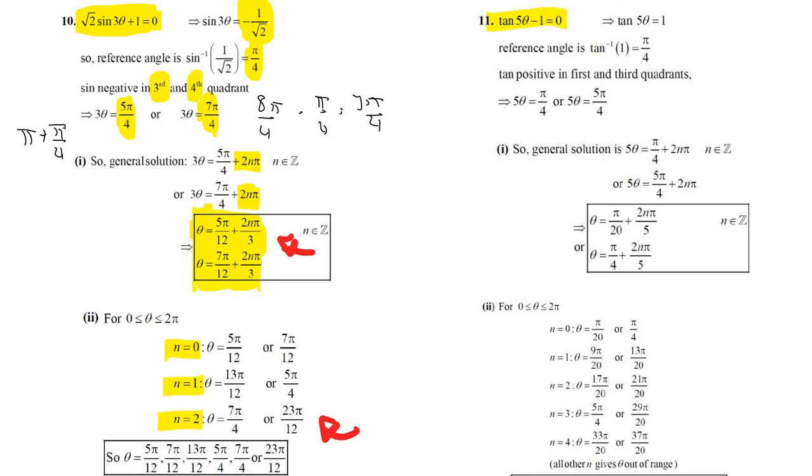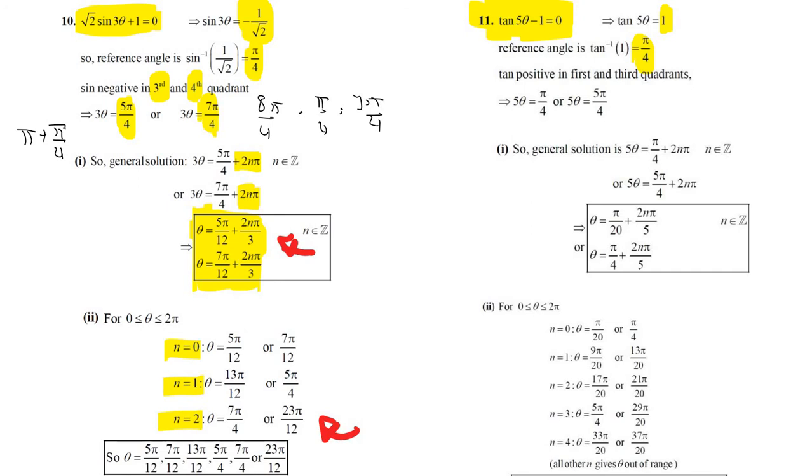Last question, question 11, probably deals with some more awkward angles because we're dealing with radians, but all you do is solve the algebraic equation, bring the 1 over there, the minus 1, and you get tan of 5 theta is equal to 1. From that we get our reference angle. The reference angle is pi over 4 again.